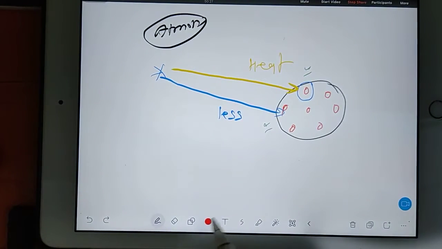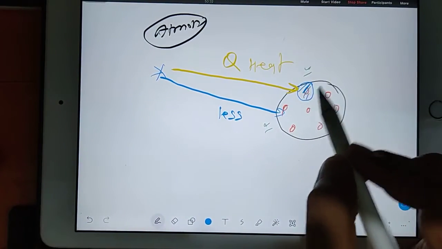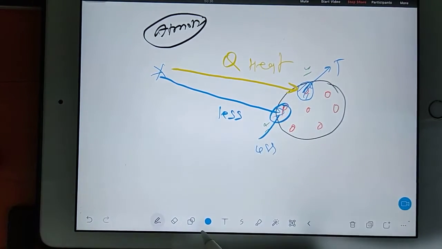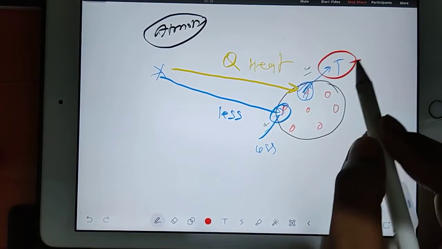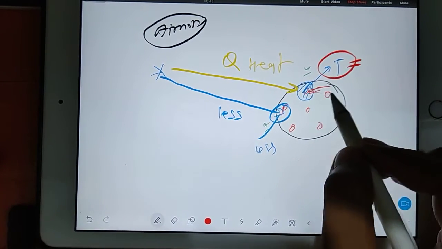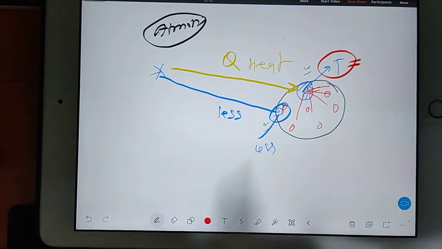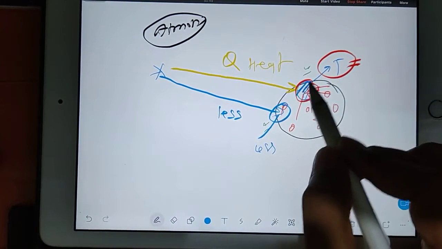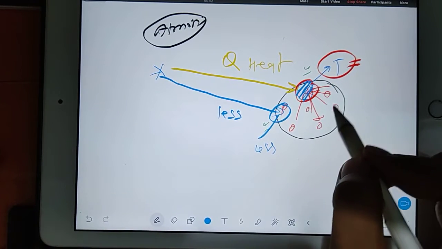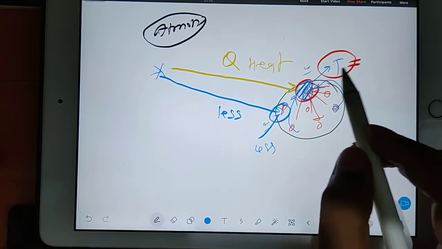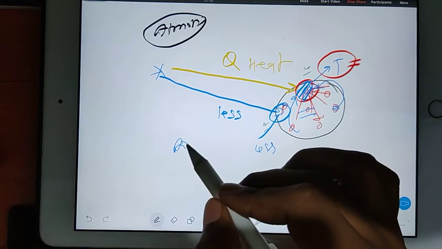So what will happen? Because of the heat, here air will get more temperature. Here air will get less temperature. So more temperature air will have more energy, so this air will start going somewhere else. And when this air leaves the position, then a vacuum will come. So because of that, other air will jump in and occupy that place. So this is the way air comes on the earth.